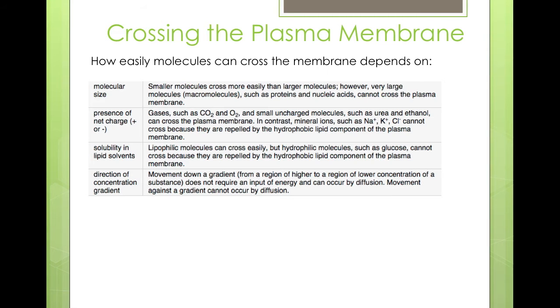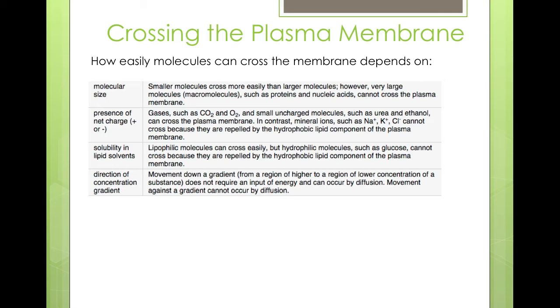And so how easily the molecules can cross the plasma membrane depends on a few different factors, okay? This table is taken directly out of your textbook. Very useful kind of overview, and I just need you to understand the different factors that play a really important role in determining what molecules will cross and which ones can't, okay? The first and most obvious one is the size. Smaller molecules tend to cross easily compared to larger molecules.